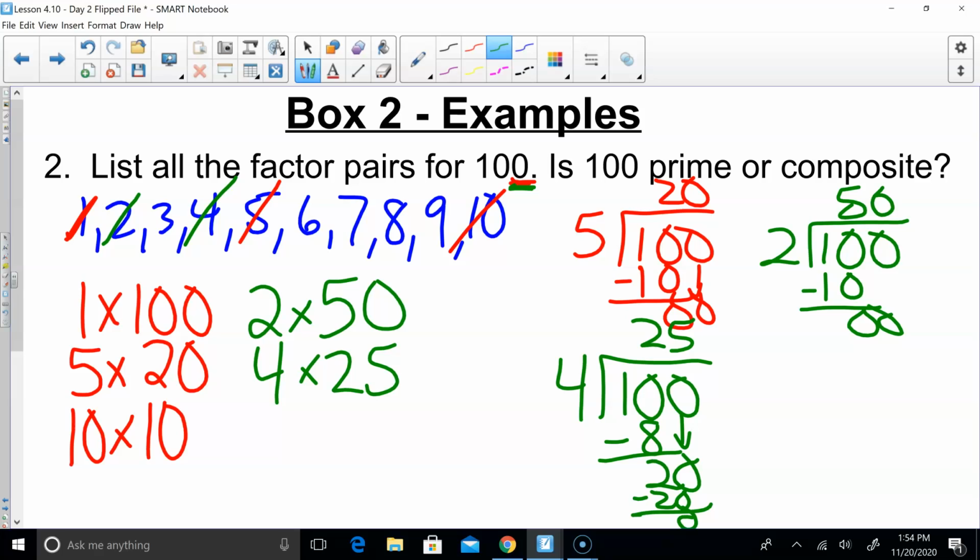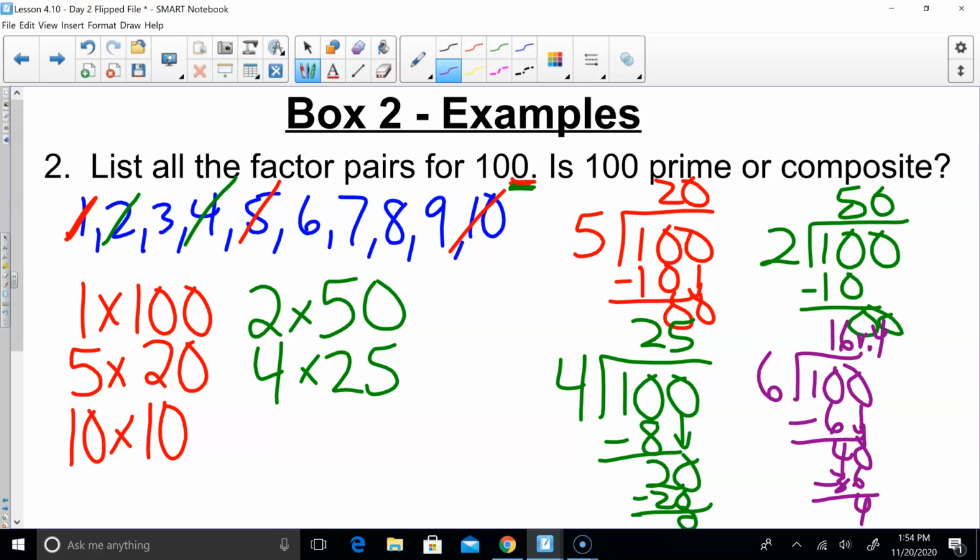Can 6 go into 100 evenly? 6 goes into 100... so we get a 1, 6, 4, 0. That would be 636. So it looks like it's not. Remainder of 4. So that would not work for us.